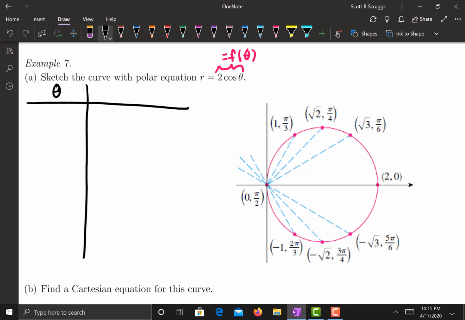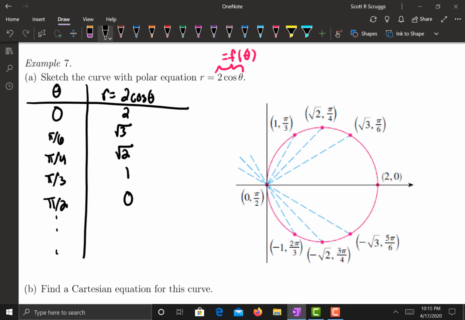So my inputs are theta, and my outputs are r equals a function of theta, which is 2 times cosine of theta. So if I plug in 0, 2 times cosine of 0 is 2 times 1, so I should get 2. Pi over 6, I should get an output for r of square root of 3. Pi over 4, I should have an output of square root of 2. For pi over 3, I should have an output of 1. For pi over 2, I should have an output of 0, and so on.